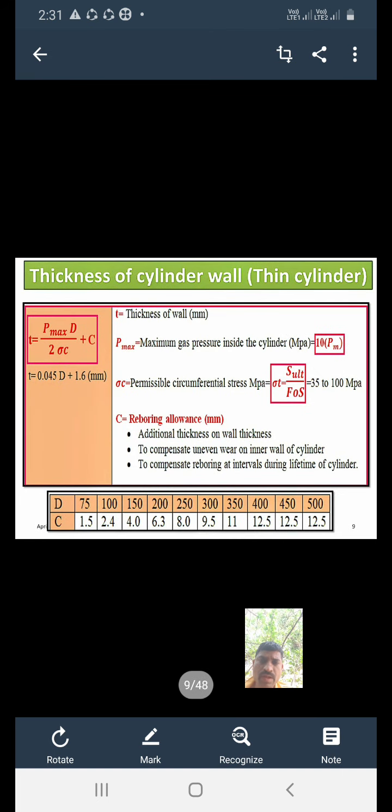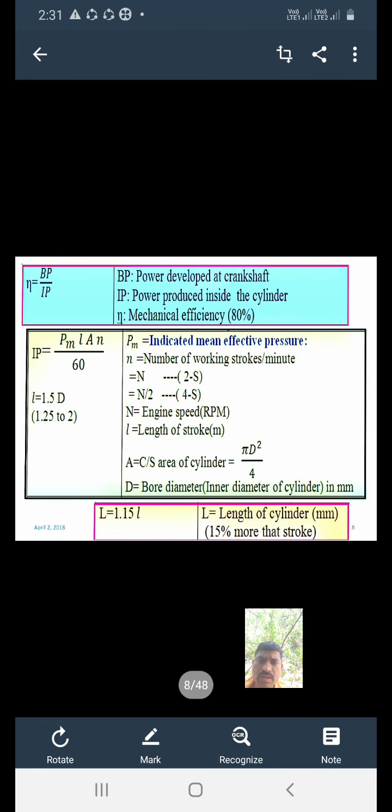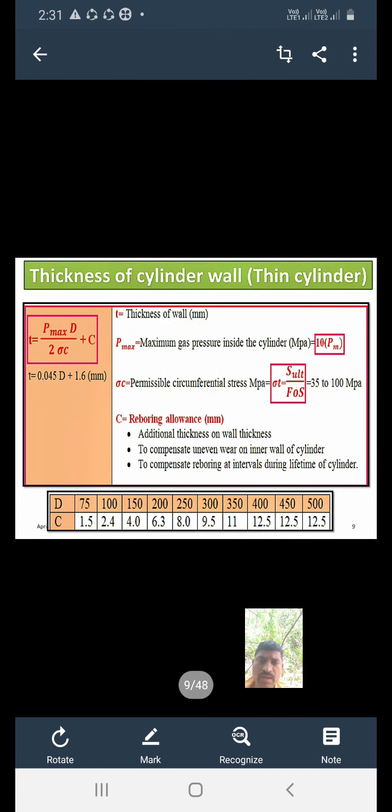Then see the equation. We have seen that equation already, right? BP per cylinder is equal to BP divided by IP. Okay, what is the BP value? You have to check this equation. We want to calculate the thickness of the cylinder wall. How to calculate that thickness of the cylinder wall?